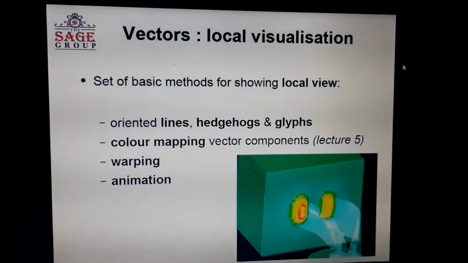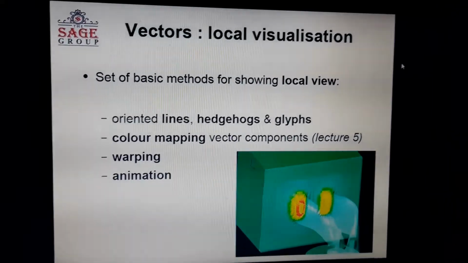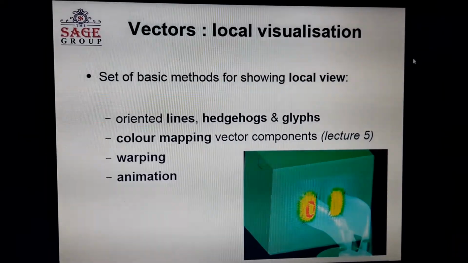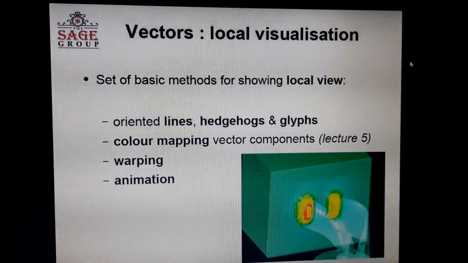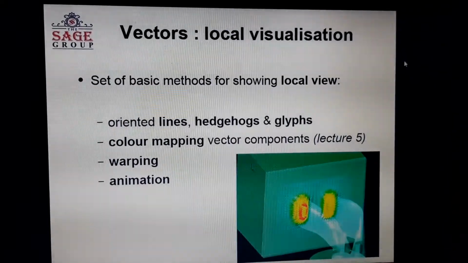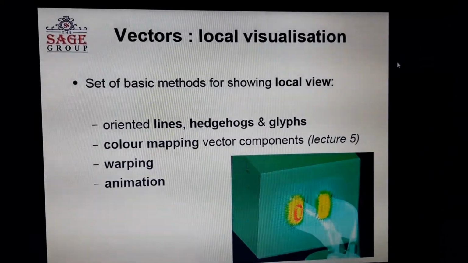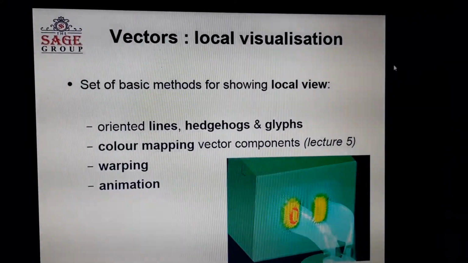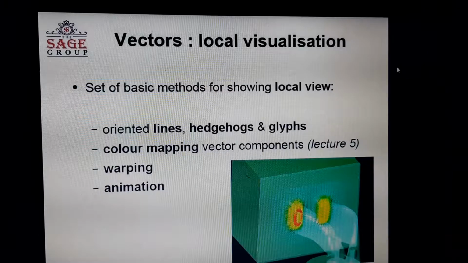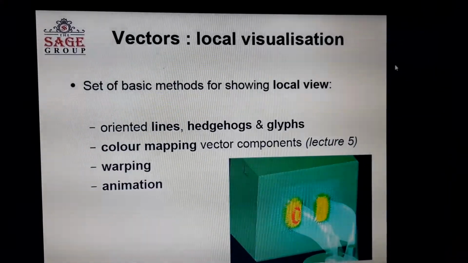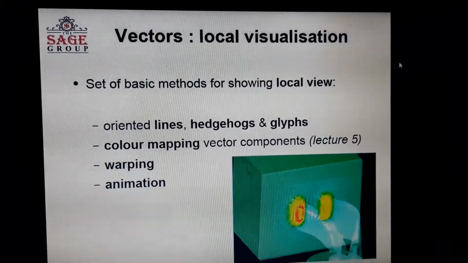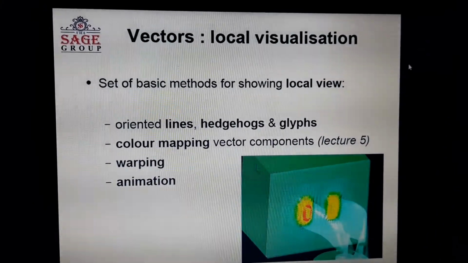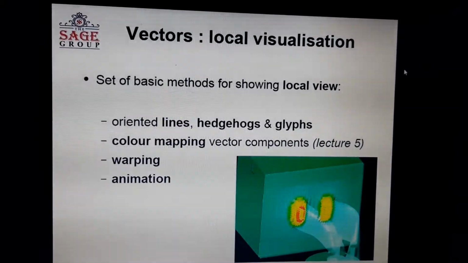For local visualization, how do we visualize the vectors? There is a set of basic methods for showing the local view: oriented lines, hedgehogs and glyphs. These are the methods for local visualization. We can visualize the vector fields locally by oriented lines, color mapping, wrapping and animation. We will see examples of these methods in the next slides.